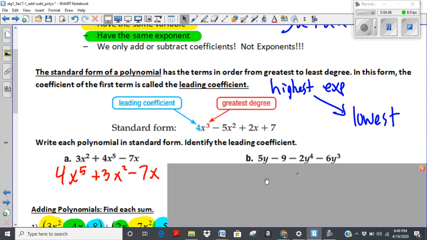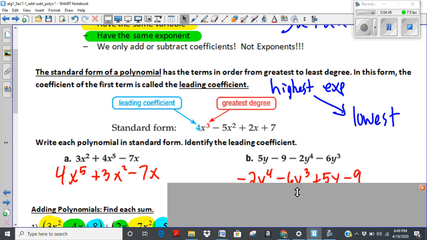So look at part B here. What do you think goes first? Remember, you want the greatest degree. In this case, we're looking for the highest exponent. Yep, our 2y to the 4th is going to go in front, followed by the 6y cubed. Good. And then 5y. Excellent. And then our minus 9 will go at the end. Anytime you have a constant, more than likely that's going to be at the very end of your answer, because there's no variable, which means it has a degree of how much? That's right, 0. Very good.